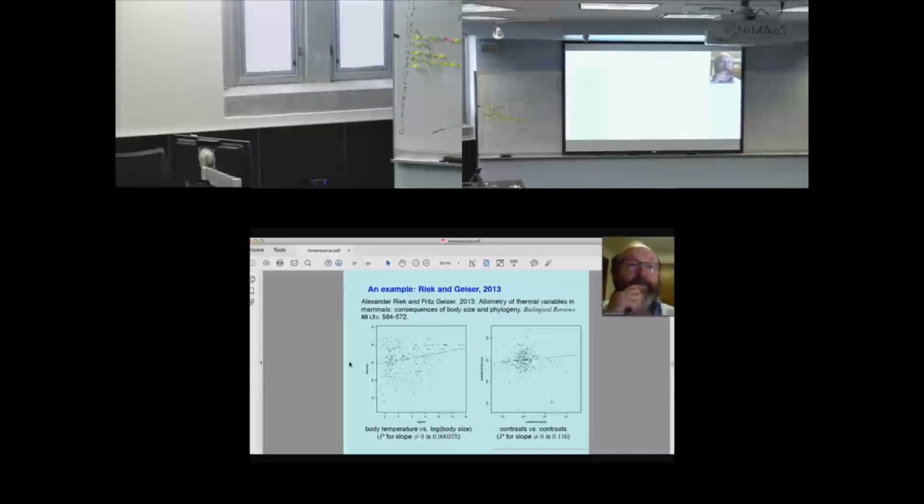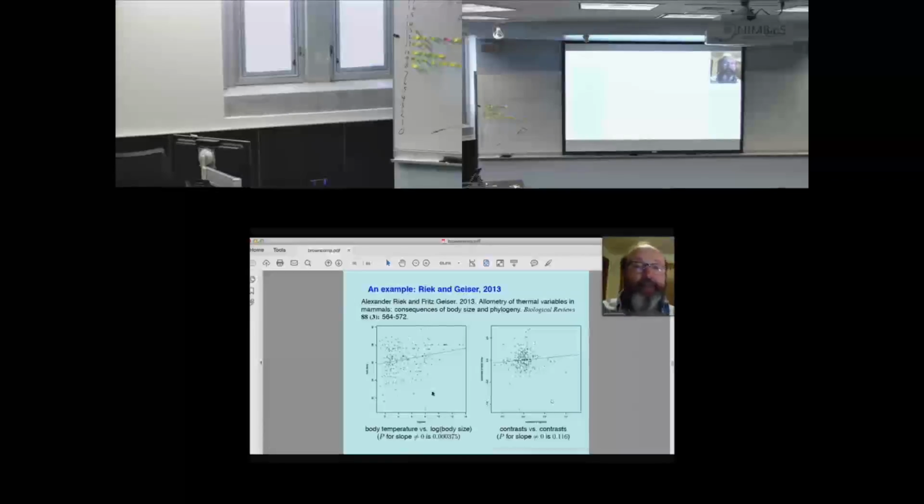Here's an example of body size, and let me just see what we have here. What are the characters? Body temperature versus body size in a study by Rieke and Geiser in Biological Reviews a few years ago. Here is the TIPS regression.